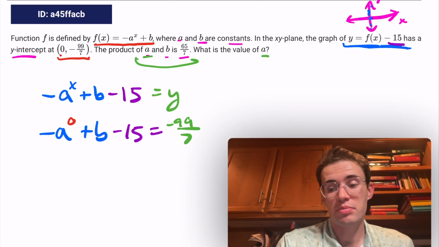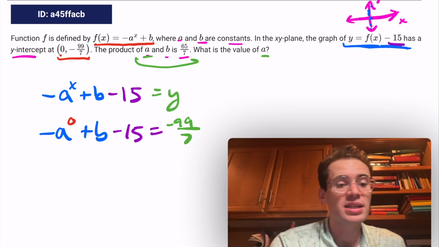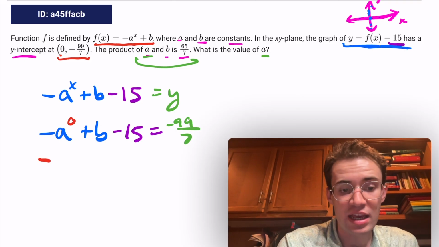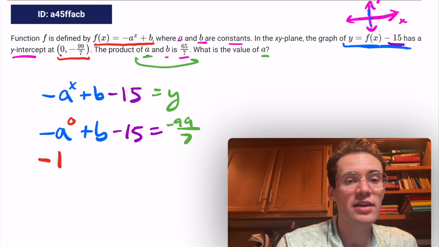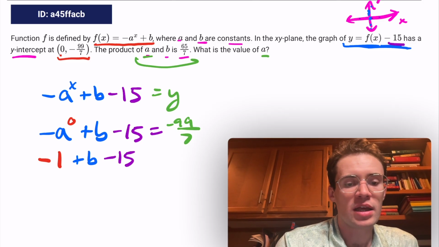So instead of this becoming, you think, oh, negative 1 to the 0 power is also 1. That's true. But in this case, again, the negative is not being raised to that 0 power. So the negative stays out front. It'll be negative, and then a to the 0 is 1. So negative 1 plus b minus 15 is equal to this negative 99/7.